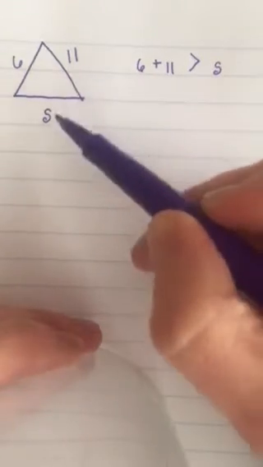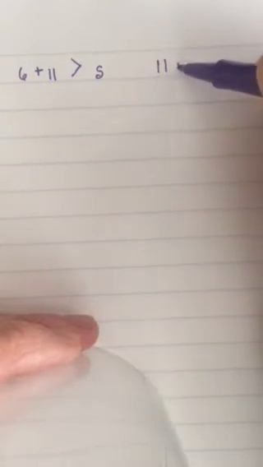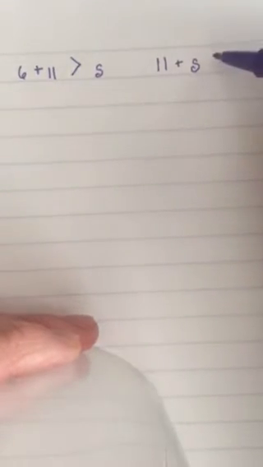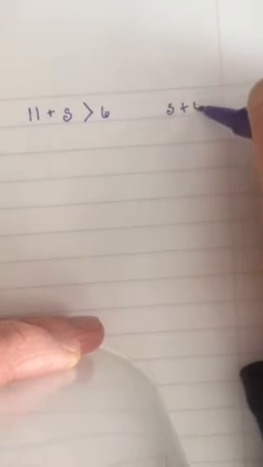Now I'm going to say that 11 plus S must be greater than 6. And lastly, I know that S plus 6 must be greater than 11. Now remember, we cannot have a negative length. We cannot have the negative side of the triangle. So any negative answers in our inequalities are going to be discarded.